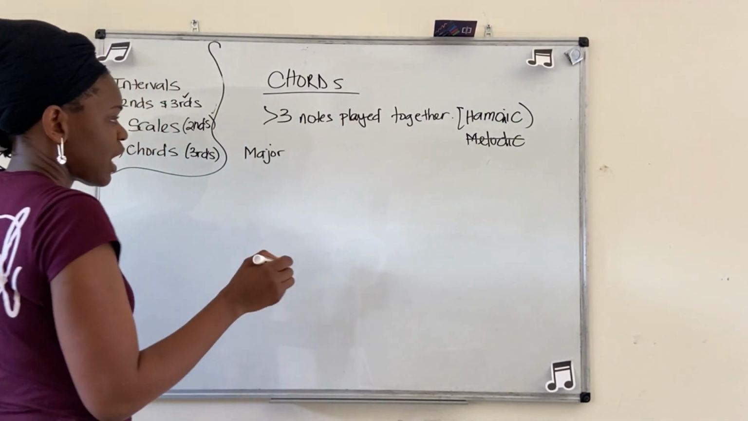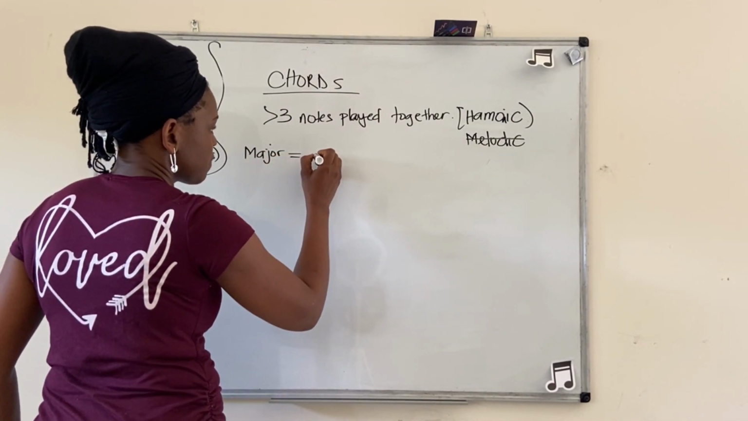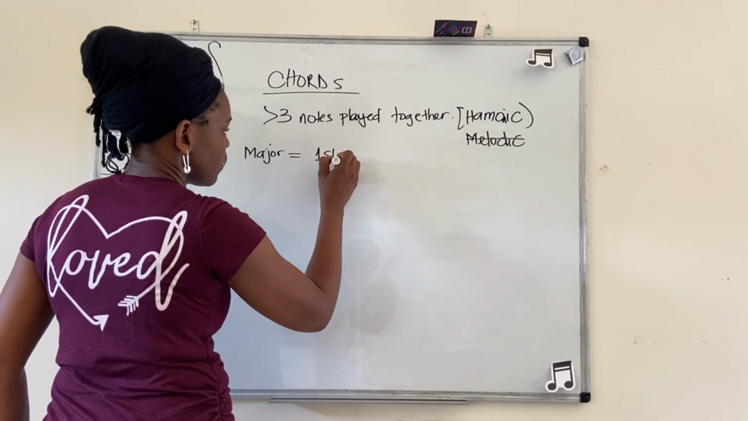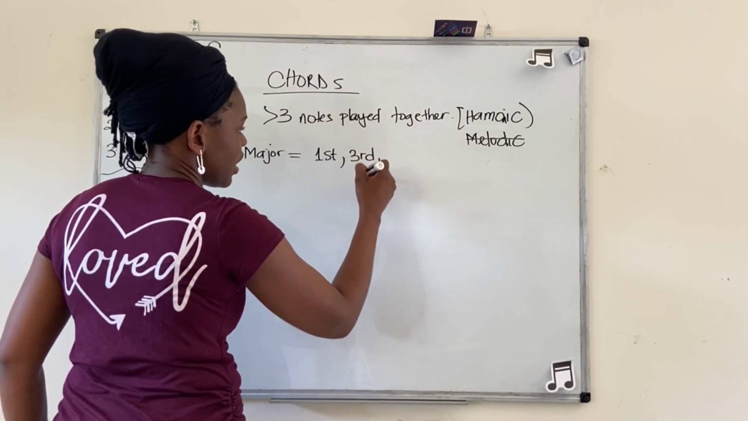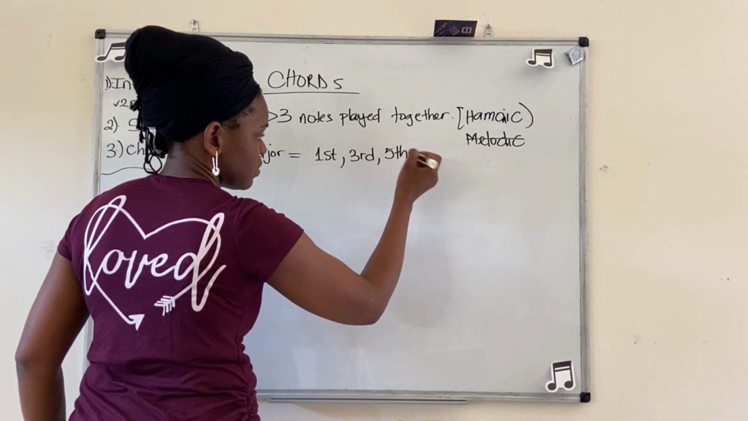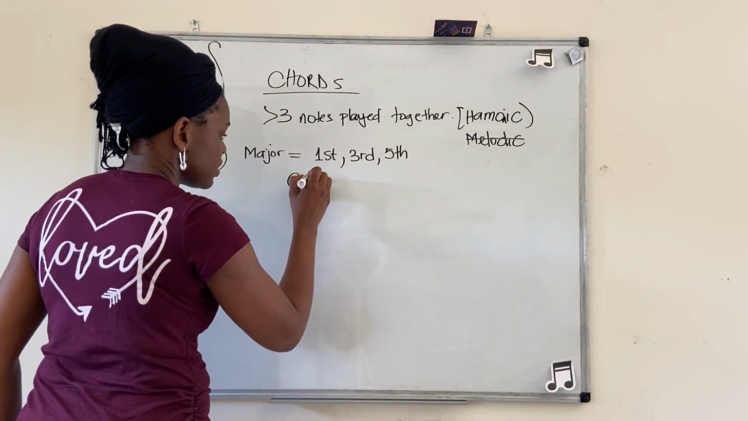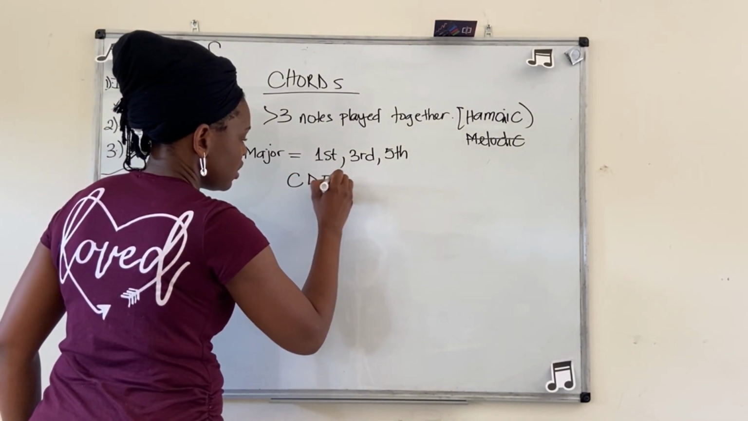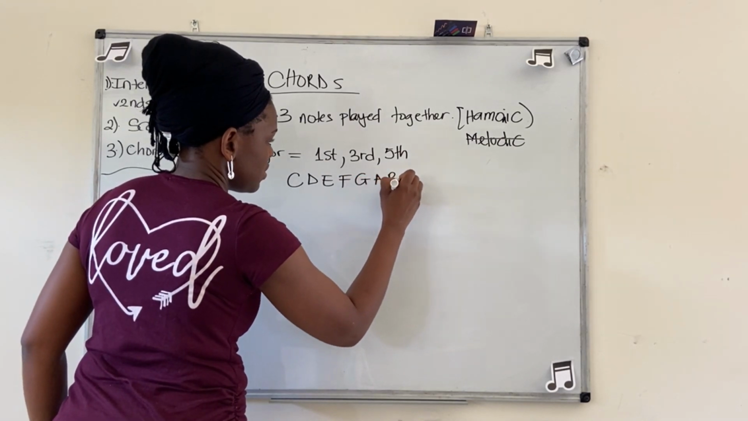Major chords have a formula, which is the first, third, and fifth notes of your scale. As an example, we talked about the C scale: C, D, E, F, G, A, B, C.